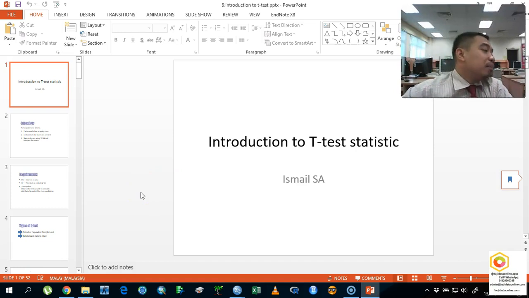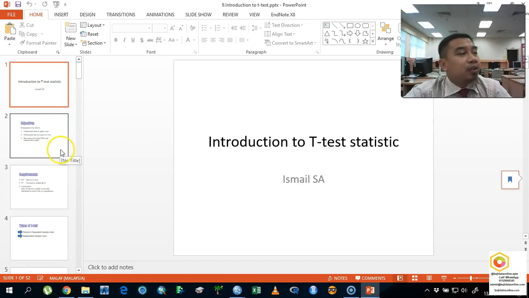And you must remember, any of these T-tests can only be analyzed for normally distributed data. That means your data must be normal. If your data is not normal, then you need to do some transformation. That transformation, I'm not covering it. If I have time, then you can ask me that question, how to make our data normal, after this.